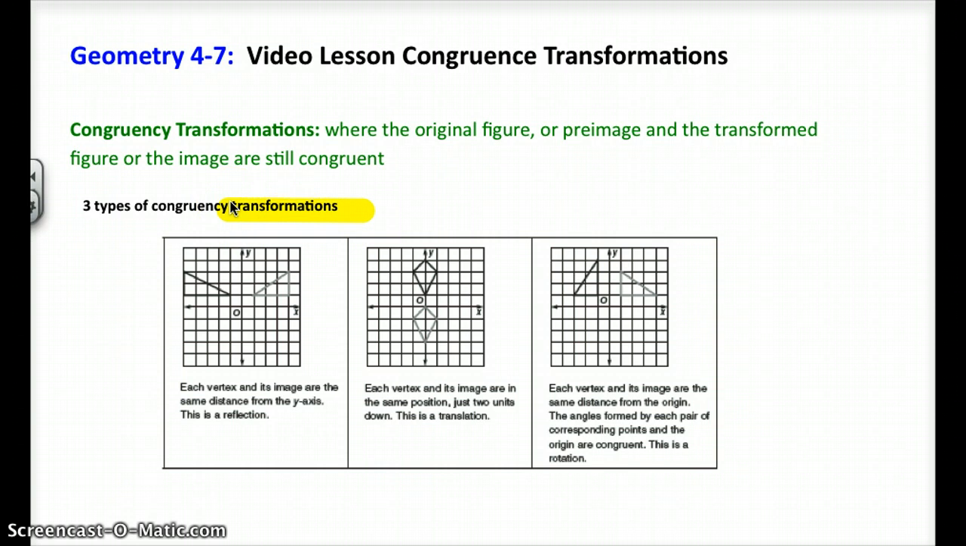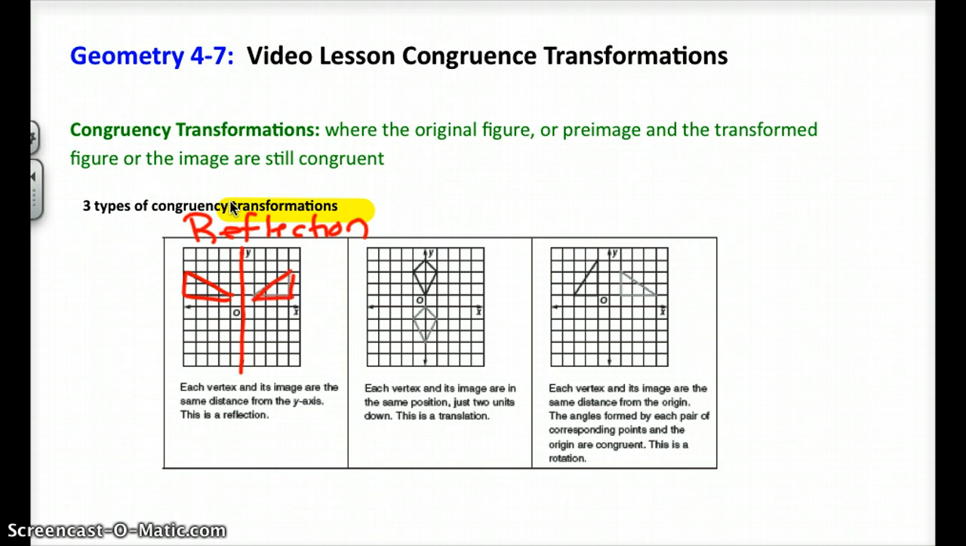our first one is called a reflection, and you do have reflection written on your paper. It's where the image is taken across the y-axis. So my original figure is right here, and I've reflected it over the y-axis.